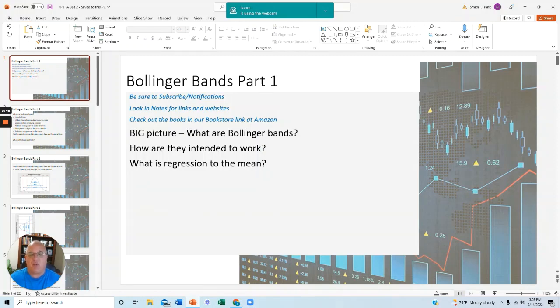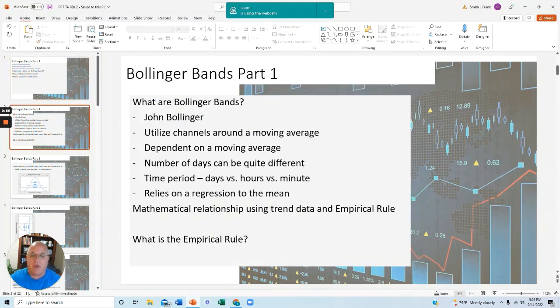So big picture, what are Bollinger Bands? How are they intended to work? And what is regression to the mean? Bollinger Bands were created by a guy named John Bollinger. I had looked at this stuff when I was at Texas Tech and didn't know what it was called. There was no internet back then, so if you didn't run into it, you didn't run into it.